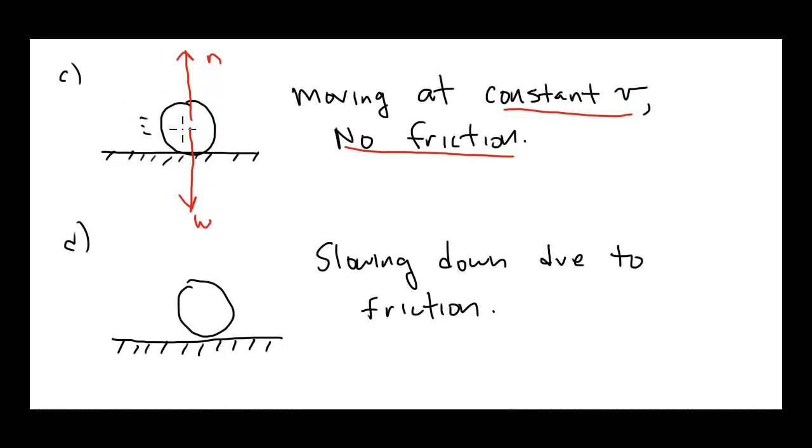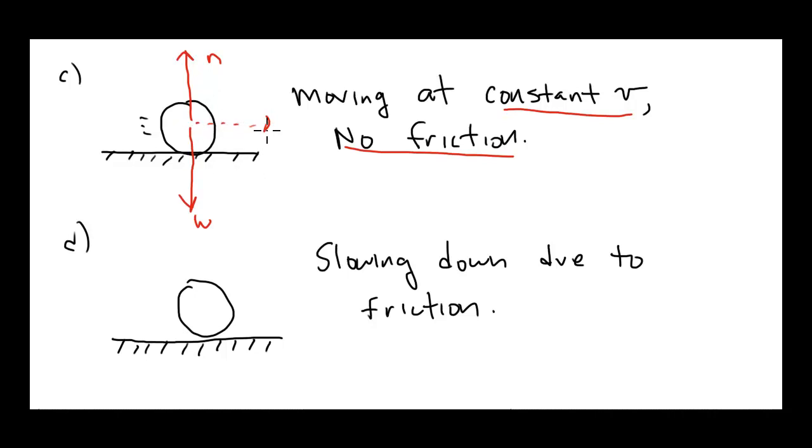No friction means I don't get to draw an arrow backwards. Right? There's no force holding this rock back from moving. There's no force to the left. The question is, should I put a force to the right? So we went over this in class, but this might be the single most illustrative example of Newton's first law, this particular case.